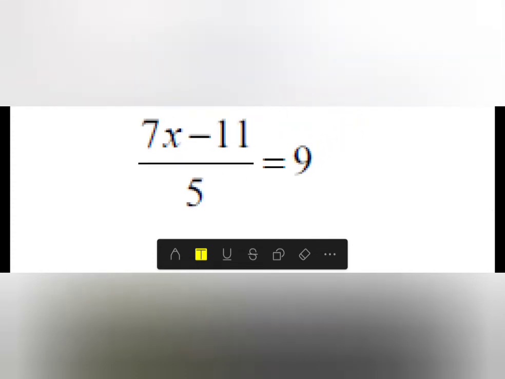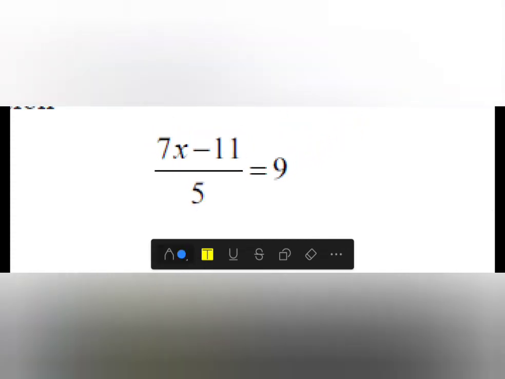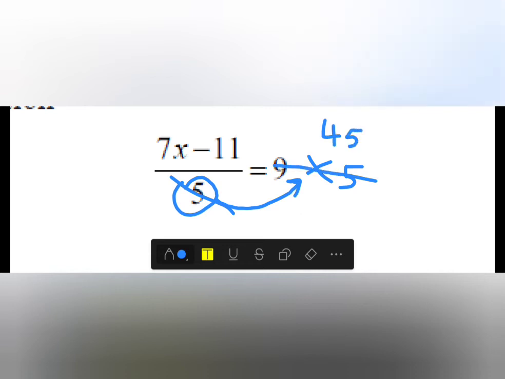Question B. Solve the equation. To solve an equation like this, as we see, we have a fraction and we have a 9 on the other side. So we have to get rid of this 5. And because we are dividing by 5 here, we're going to do the opposite thing by taking it to the other side by multiplying. So it's going to be 9 times 5. And 9 times 5 equals what? Very good. It's going to be 45. So we're going to use this and solve the rest of the equation.